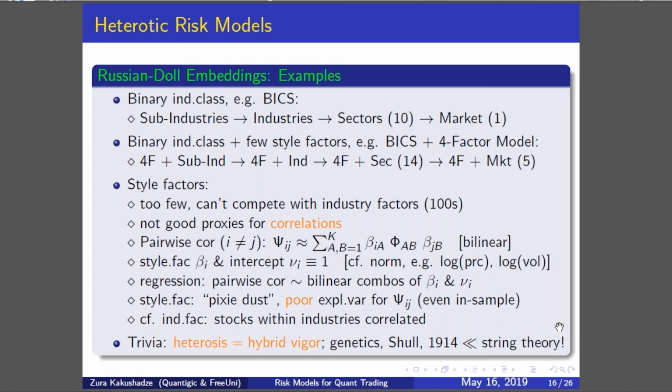The answer is twofold. I personally got inspired to call it that based on heterotic string theory. However, heterosis has nothing to do with string theory per se. Actually, string theory borrowed that term from genetics. In 1914, this American geneticist, Shaw, invented the name, and it actually means hybrid vigor. So the meaning of that term in this particular context of risk models is that you're combining some powerful ideas such as factor models, industry classifications, and principal components into a construction that at the end of the day, as we will see, turns out to be quite powerful.